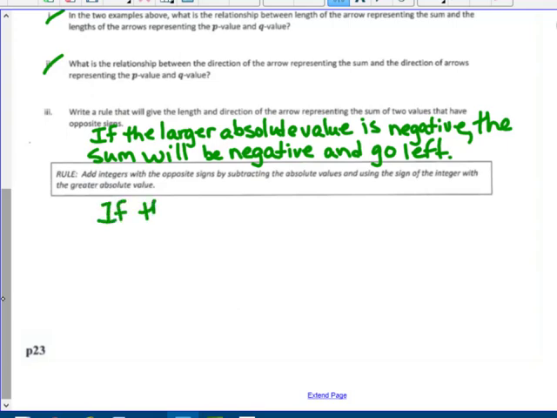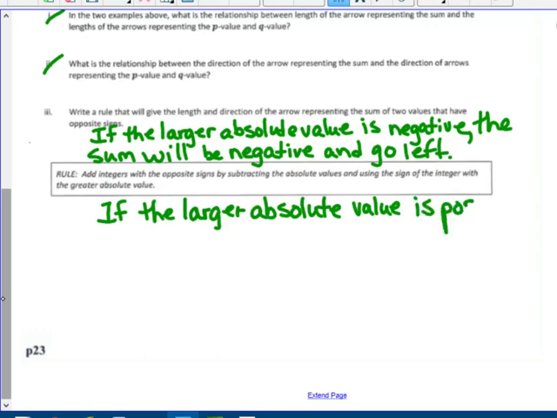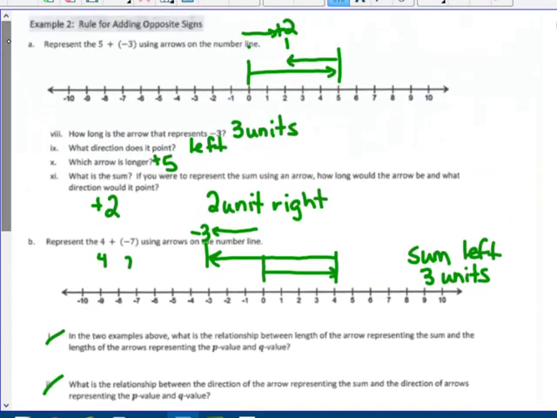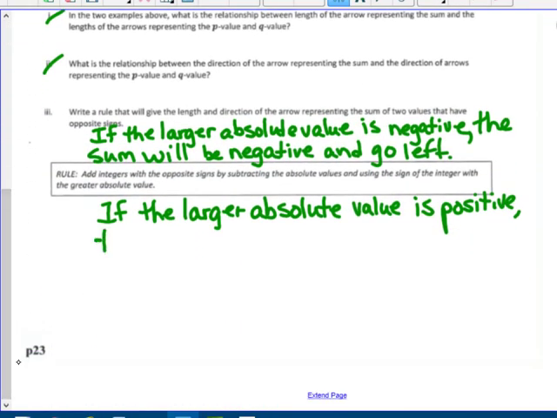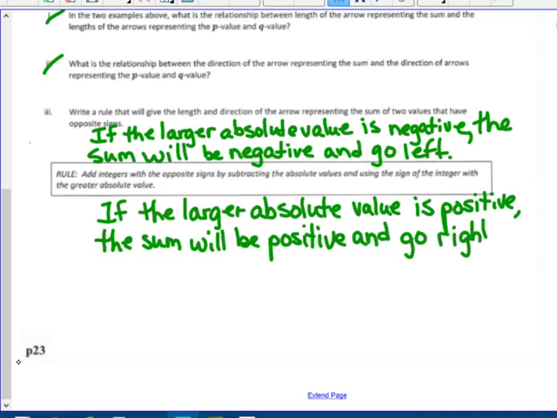If the number with the larger absolute value is positive, like the first example up here, 5 has a larger absolute value than negative 3's absolute value, which is 3, because it's longer to the right, the sum will be positive and it will go to the right. Last page.